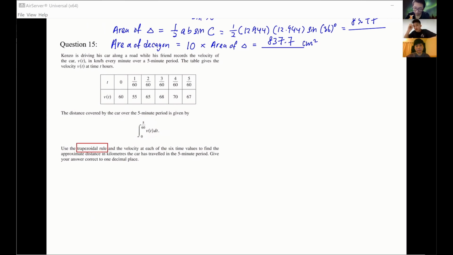Whenever you see trapezoidal rule, please get this question right because it's definitely 3 marks and it is easy. Use trapezoidal rule and the velocity at each of the 6 values to find the approximate distance in kilometers. The car has traveled 5 minutes. Give your answer to 1 decimal place.